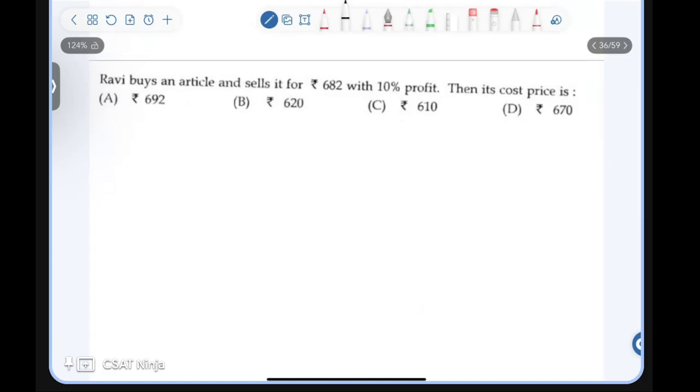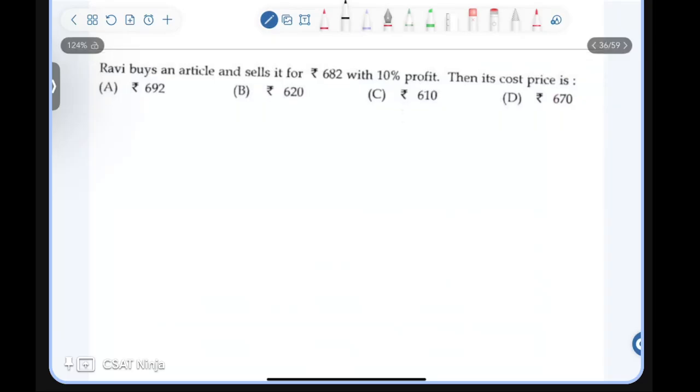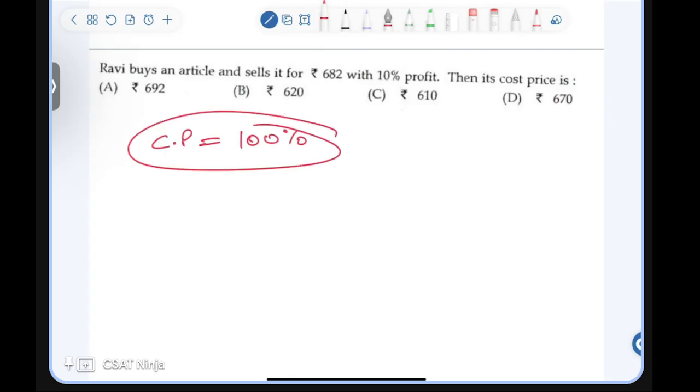I'm making sure that it's fine. Yeah, let's go to the next question. I'll approach this question without any formula. Okay, Ravi buys an article and sells it for this one at 10% profit. Whenever we do profit and loss kind of question, always assume cost price as 100%. Then we can solve a question very easily.